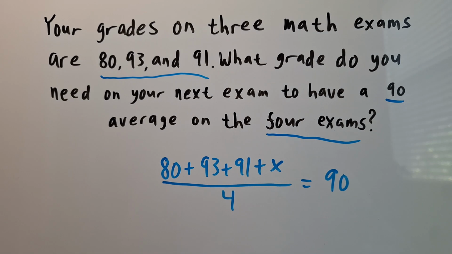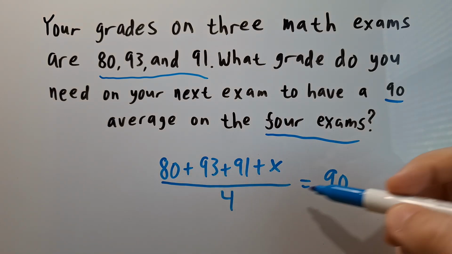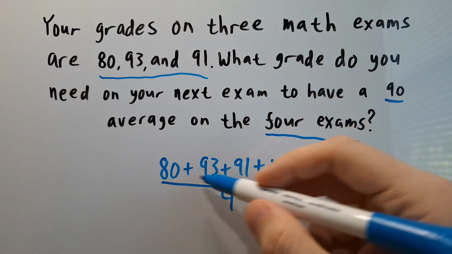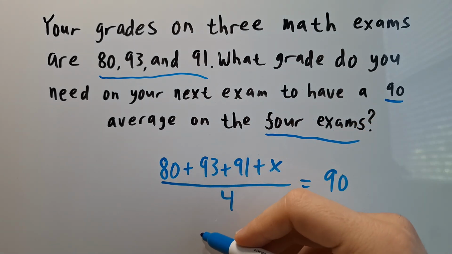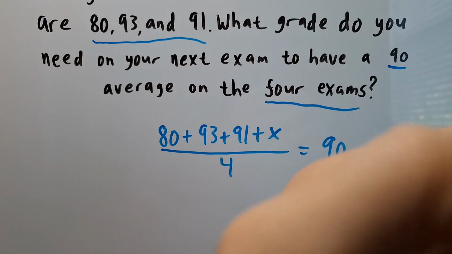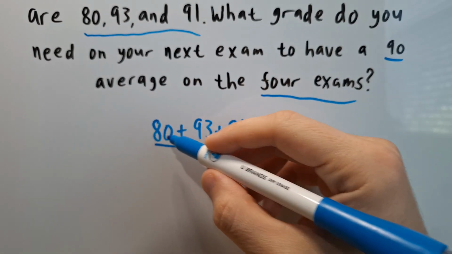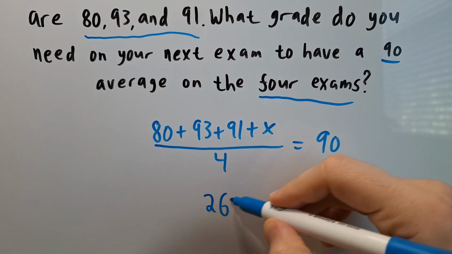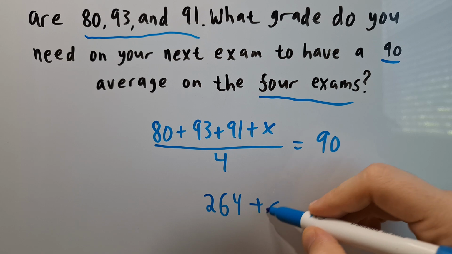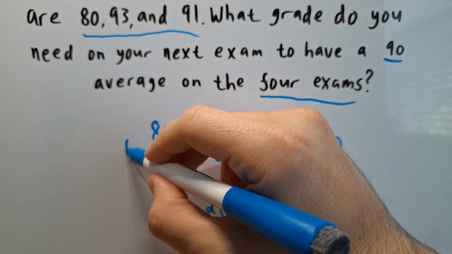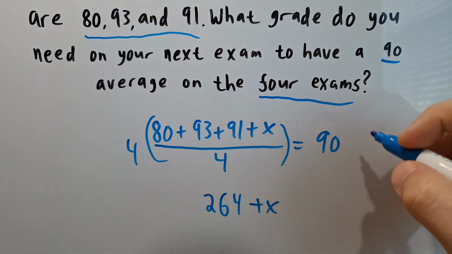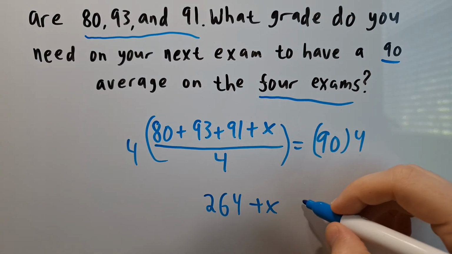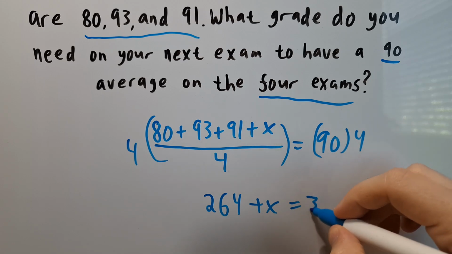Let's find that number. First thing we'll do is multiply each side by 4 to cancel out that denominator. Before we do that though, I'm going to actually add these numbers up top. Bring this down just a bit. 80 plus 93 plus 91 gives us a total of 264 plus x. I'll go ahead and multiply by 4 at the same time. 4 here and multiply by 4 here. So 264 plus x gives me a total of 360.